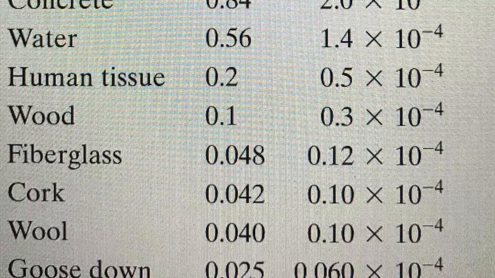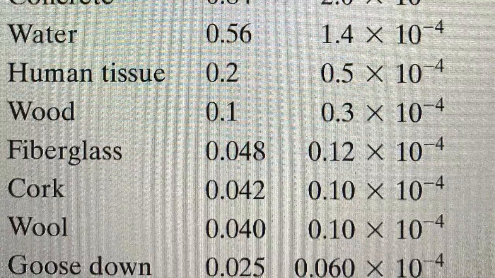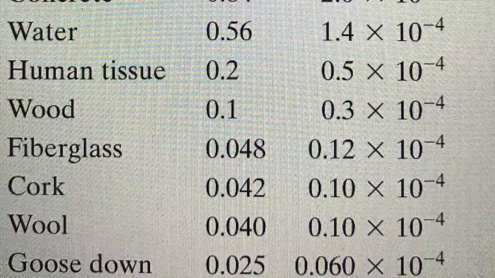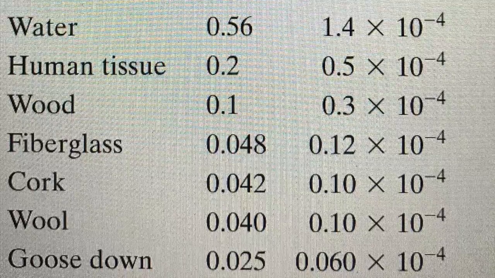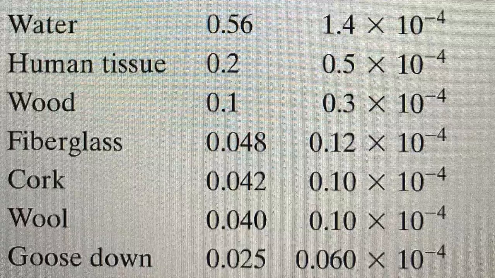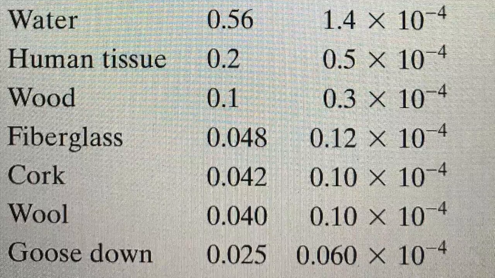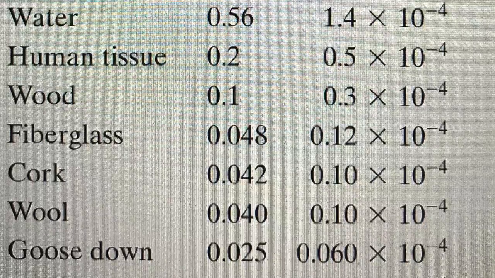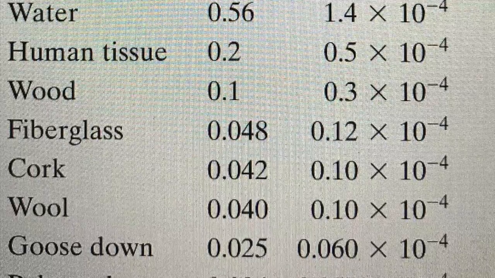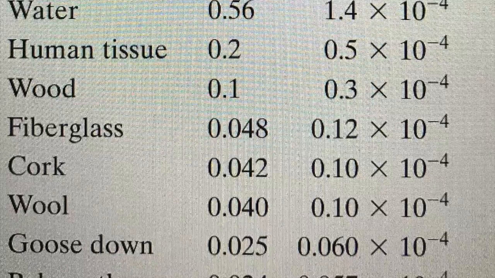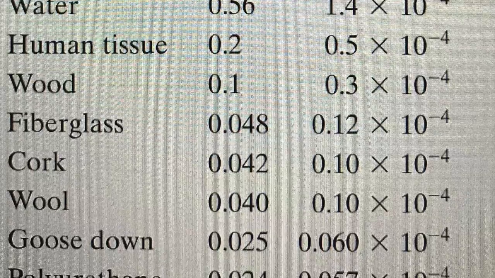Wool is 0.040. You know, the woolen jackets and all that you wear. And this one, what is this called? Goose down, I think it's goose feathers. 0.025. Lower than wool. That's why they can trap a lot of heat. Polyurethane, 0.024. Air, 0.023. Air is the worst one. Air is a bad conductor. So if you can have air trapped, then that will be the worst conductor. Thermal conductivity of air is 0.023.